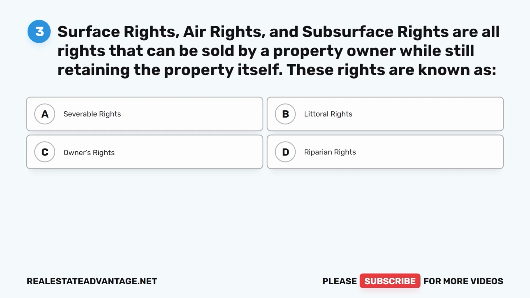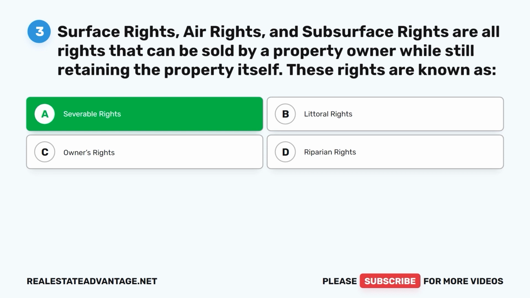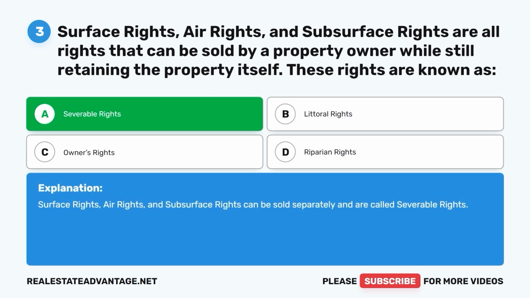Question 3. Surface rights, air rights, and subsurface rights are all rights that can be sold by a property owner while still retaining the property itself. These rights are known as A. Severable rights. B. Literal rights. C. Owner's rights. D. Riparian rights. The correct answer is A. Severable rights. Surface rights, air rights, and subsurface rights can be sold separately and are called severable rights.